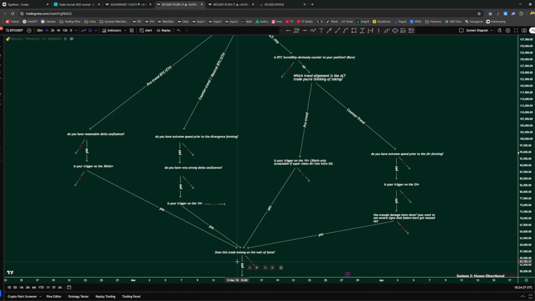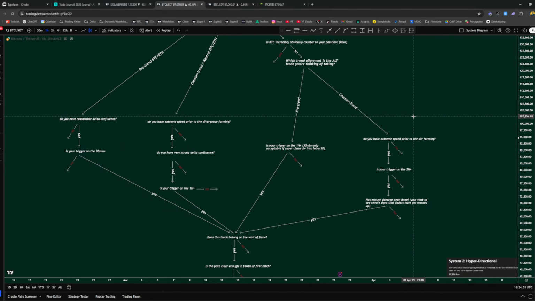Assuming yes, does the trade belong to the wall of fame? Yet again, okay. So counter trend, alt position. Do you have extreme speed prior to the div forming? Right, similar to this. It's the same gate as this, right? And is your trigger on the 2 hour plus? Right, so we're increasing that stringency yet again, from counter BTC and ETH.